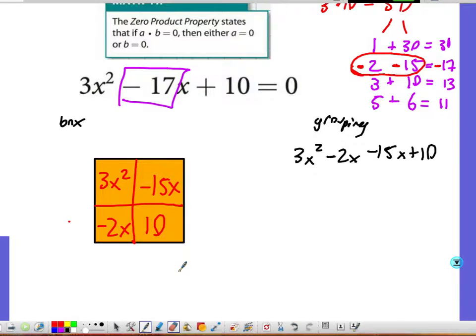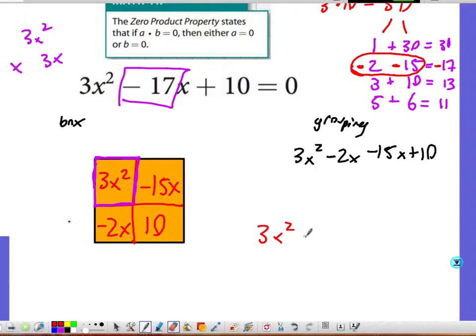Now, what we want to do in the box method is first you want to find the dimensions of this box right here. Important. So 3x squared can be broken up into x and 3x. But where am I going to put the 3x and the x? It's actually very important in this case. And again, to figure that out is you have to take a look at the first row.